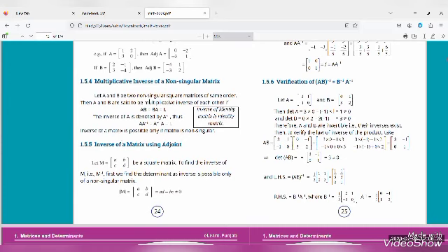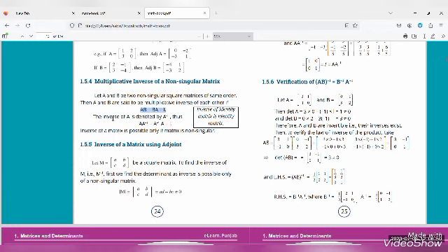Let A and B be non-singular matrices. They are not equal to 0, and they are square matrices of the same order. Let B be the multiplicative inverse of A. So AB is equal to BA, and that is the identity matrix. AB equals BA equals the identity matrix.